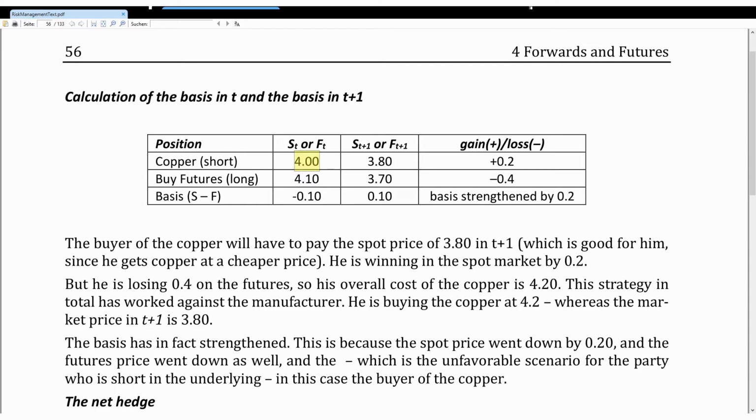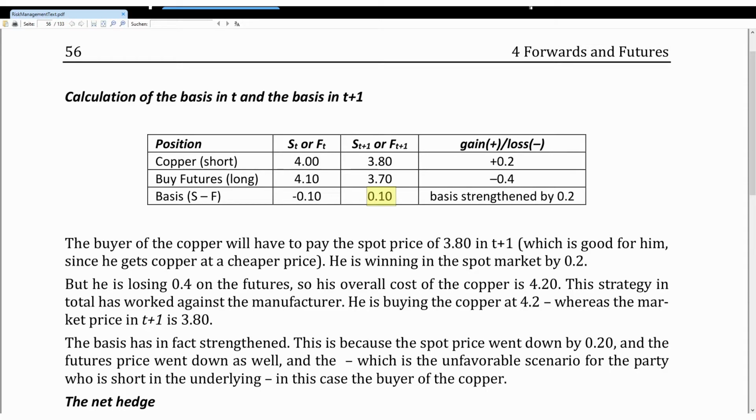So let's look at the basis and the change in the basis. That's actually a little bit interesting because right now we have a basis that is negative. S minus F is negative 10 cents and it goes to positive 10 cents. So what does that mean? It goes from the negative part on an imaginary number line to the positive part of an imaginary number line. It goes to the right. That means the basis has strengthened by 20 cents.